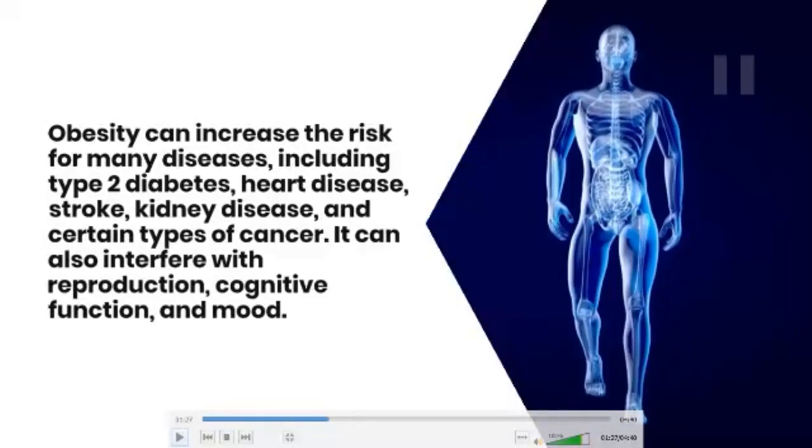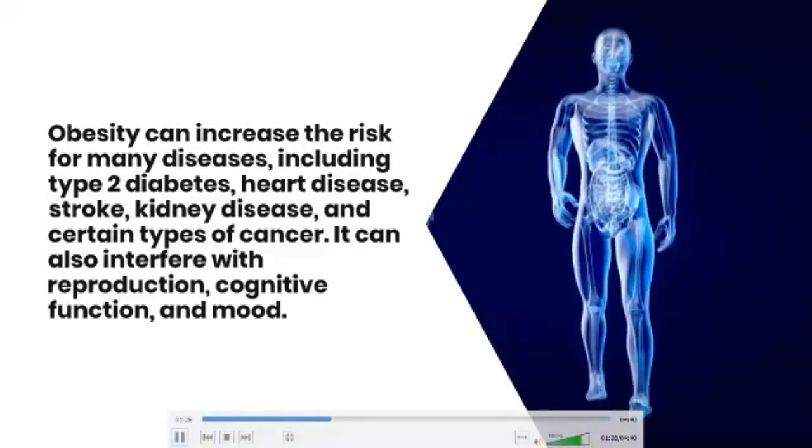Now we're still on storing of energy. It is said, and I wrote this down for you, that it can increase the risk for many diseases, including type 2 diabetes, heart disease, kidney diseases, and certain types of cancer. It can also interfere with reproduction, cognitive functions and mood. So that means you need to watch it.